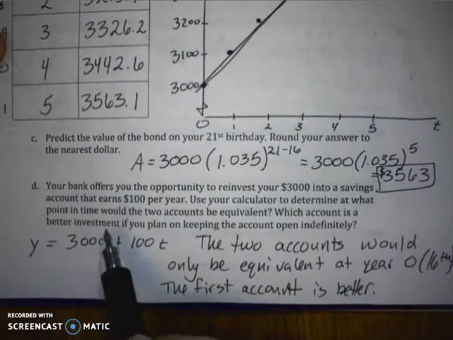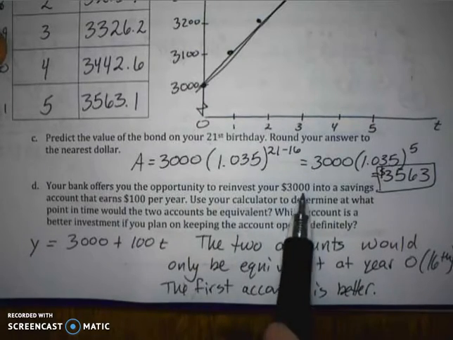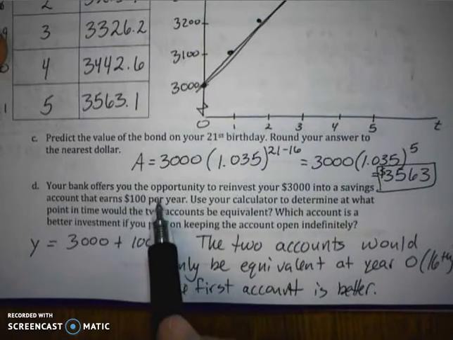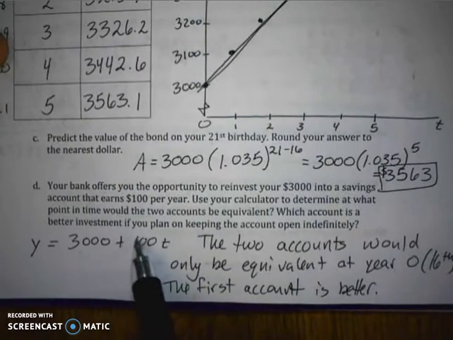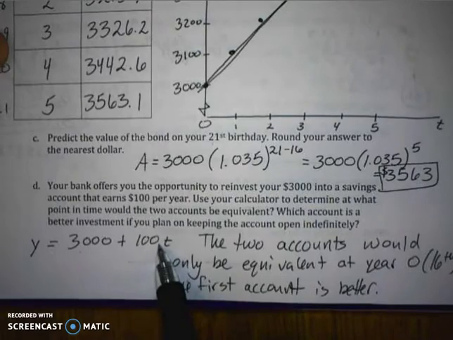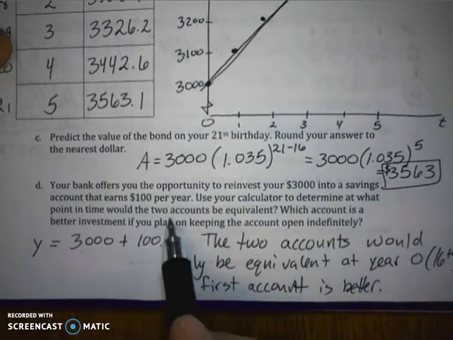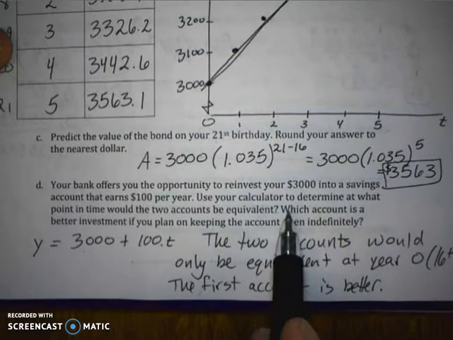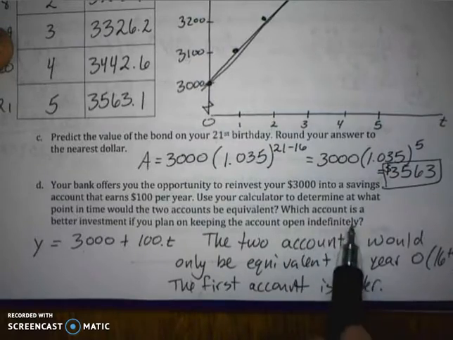All right, your bank offers you the opportunity to reinvest your $3,000 into a savings account that earns you $100 per year. That is a linear equation. You're going to start with $3,000 and just add $100 every year. Okay, so use your calculator to determine at what point in time would the two accounts be equivalent. Which account is better investment if you plan on keeping the account open indefinitely.